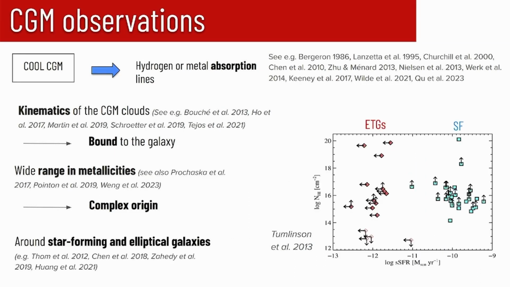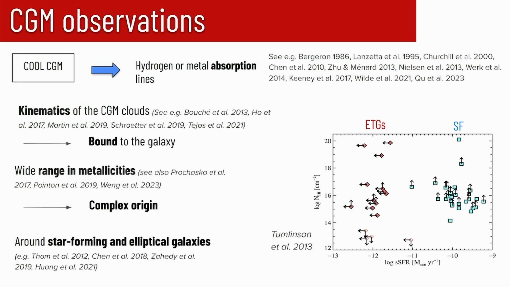And the last result that I wanted to mention for this type of observation is the fact that a large amount of cool gas is found both around early types, so quiescent galaxies, and star-forming galaxies. So what you see here is a survey where each point is a galaxy-quasar pair, and the same amount of HI is found both around early-type, so quiescent, and star-forming galaxies. And HI in this case is only a tracer, but most of this gas is actually ionized.